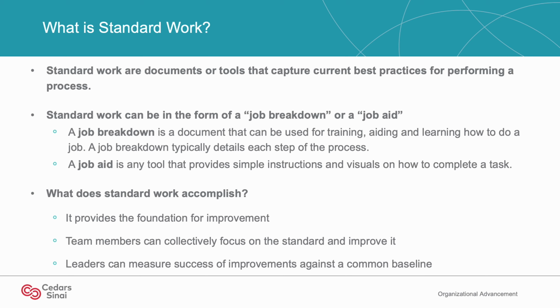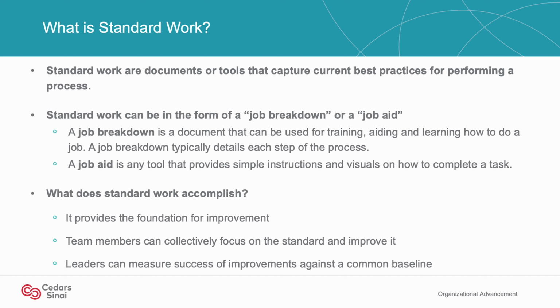Standard work are any documents or tools that capture current best practices for performing a process. These can be in the form of a job breakdown or a job aid. A job breakdown is a document that can be used for training, aiding, and learning how to do a job. A job breakdown typically details each step of the process.